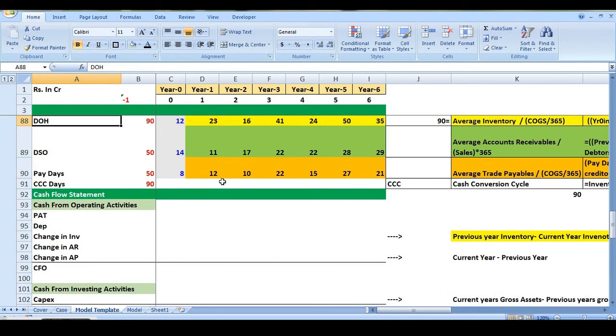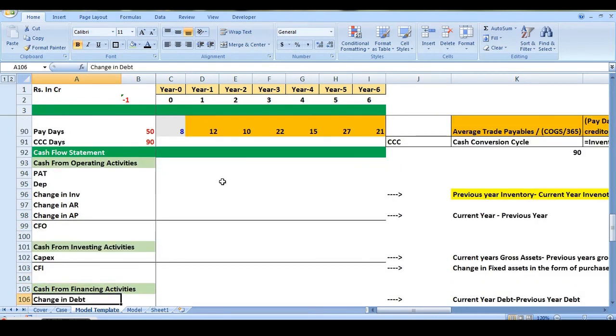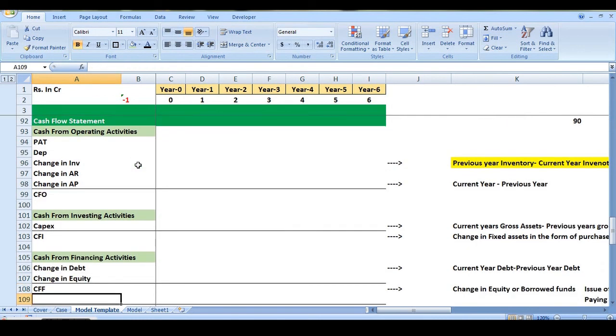Now, after preparation of the balance sheet, we come to the last phase of preparation of financial statements, which is cash flow statement preparation. As you all must be aware, the cash flow statement has been segmented into three segments: cash from operating activities, cash from investing activities and cash from financing activities. Based on these segments only, we will try to calculate the cash balance of the organization.